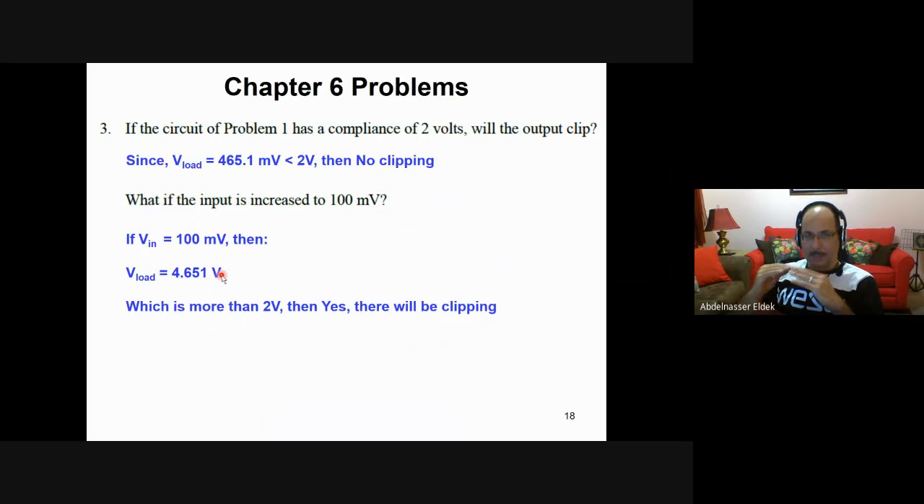Then in this case, yes, it will be clipped. It will be clipped at what? At 2 volt. Okay, then the output will not be this number, but it will be 2 volt. Why? Because the compliance for this amplifier is 2.